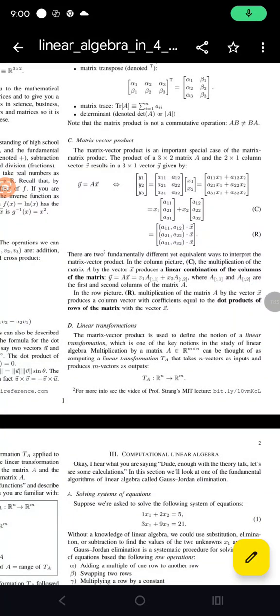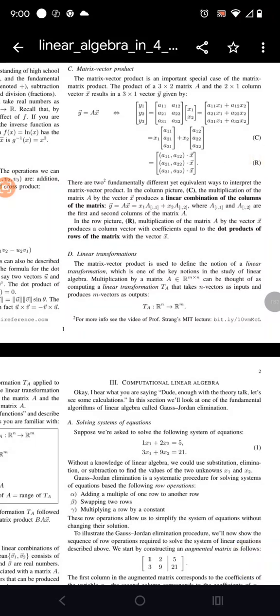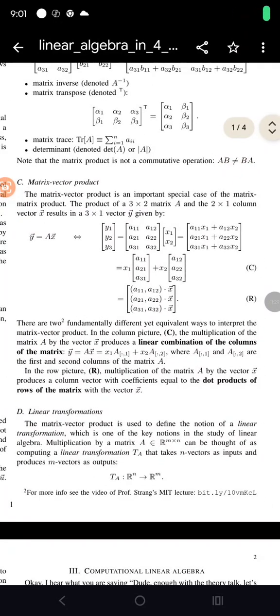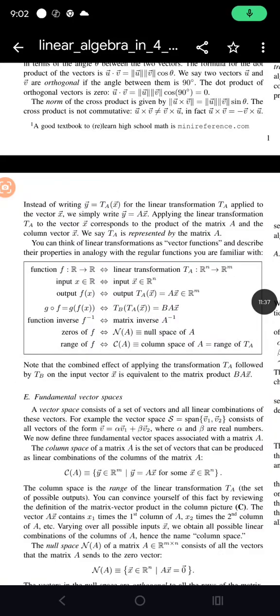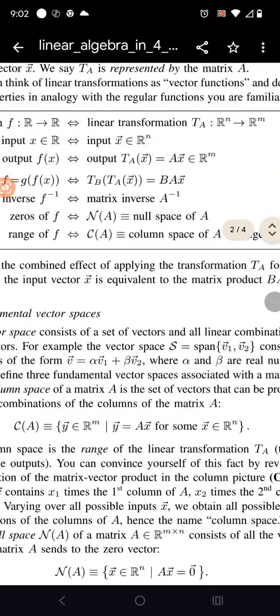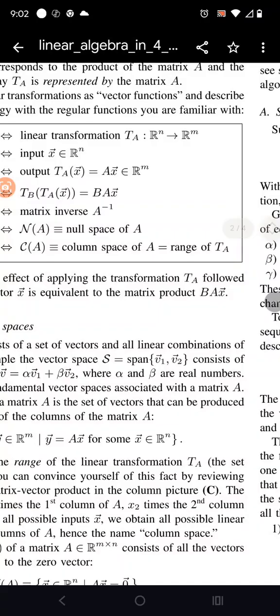So a linear transformation, what is it doing? It is turning an n by 1 vector into an m by 1 vector. For example, in the example above, we had this x which turned from a 2 by 1 vector into a 3 by 1 vector. So you can stack up transformations, applying one transformation on top of another. The combined effect of applying the transformation TA followed by TB on the input vector x is equivalent to the matrix product BAx.